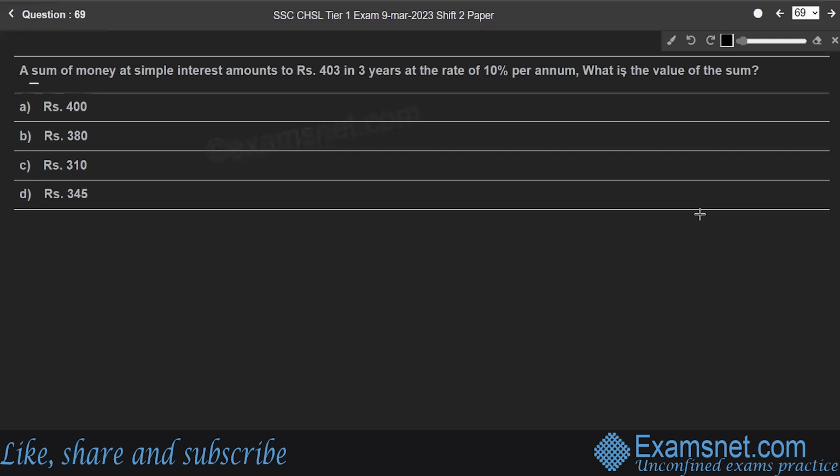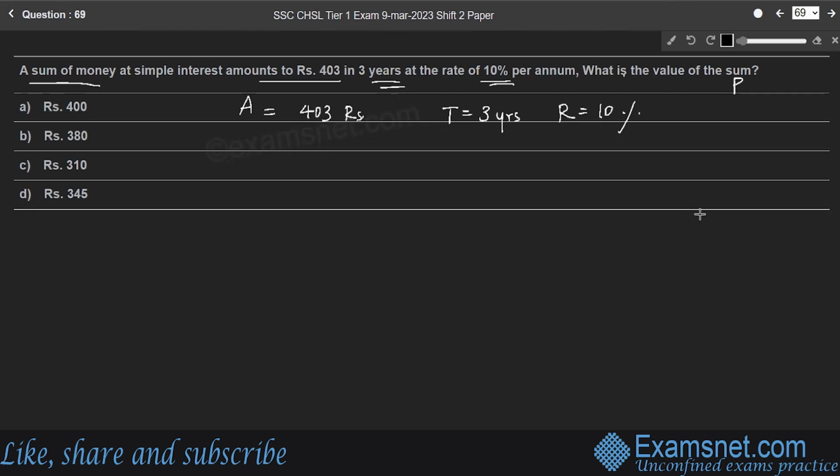Question 69. A sum of money at simple interest amounts to 403 rupees in 3 years at the rate of 10% per annum. What is the value of the sum? So here we need to find the principal. Sum means principal, right? Here it is given that the amount, so sum of money at simple interest amounts to 403 rupees. Amount is 403 rupees in 3 years. Here time is 3 years. At the rate R is 10% per annum, right? Here we need to find the value of sum P.